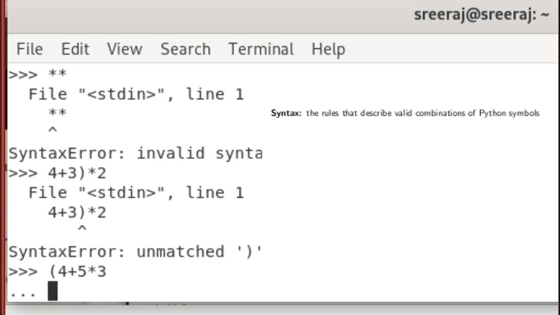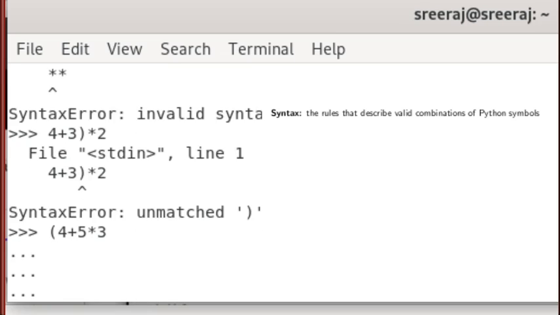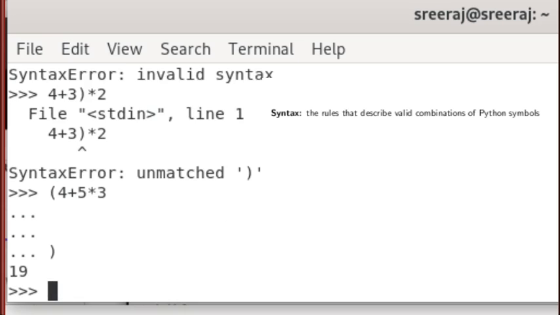When we hit enter, it's actually waiting for a closing parenthesis. Until I give it that closing parenthesis, I can hit enter and the expression is not evaluated. After I give that closing parenthesis, it is evaluated and we get the result.